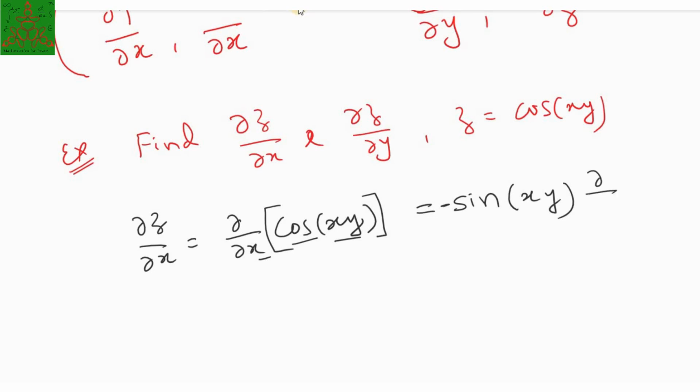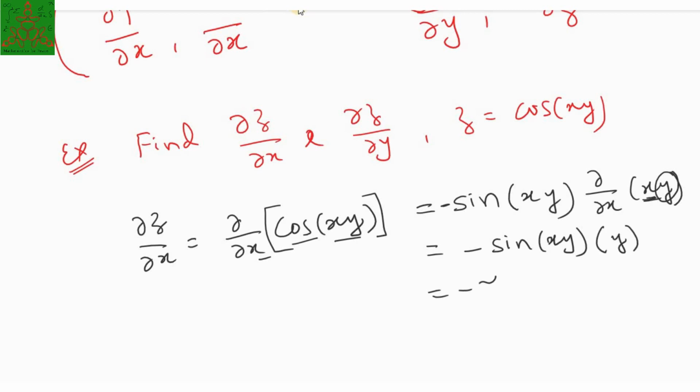Then the partial derivative of xy with respect to x, you have to keep your y constant, so that will give me y. So finally the answer is minus y sine of xy.